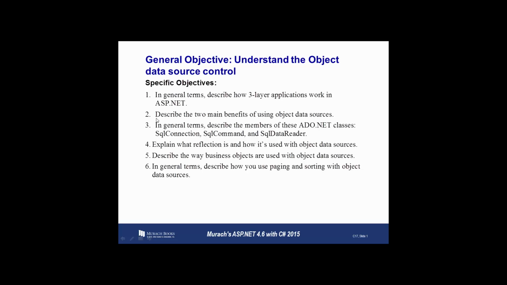Really, if I was going to renumber these, I would say this number 2. What are the main benefits of using the object data source? In my answer to that question of what are the main benefits of using this control, I would answer, well, one of the main benefits is that you have a 3-layer architecture using an object data source control. So you really need to understand a 3-layer application and how they work so that you could then understand one of the benefits of the object data source.